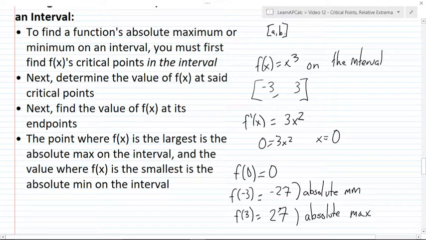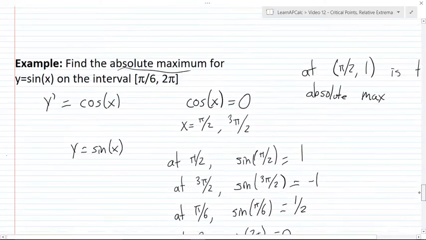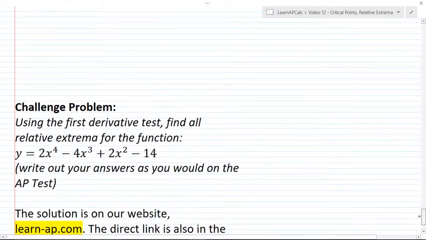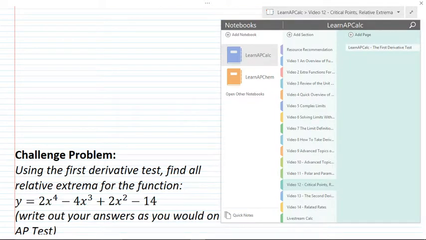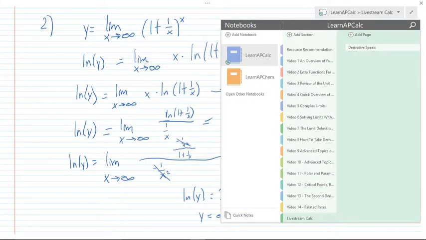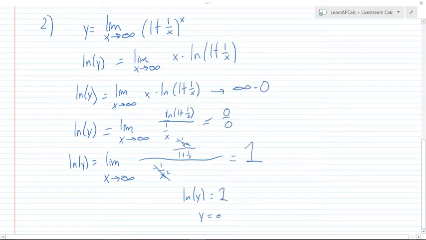So if you're asked about absolute max and absolute min, you need to get the critical values on the interval and check those in the function, not in the derivative. But you also need to check the endpoints. So very important there. Example problem, challenge problem. Okay. So if you guys have any questions on that or anything else, feel free to submit your questions in the chat.